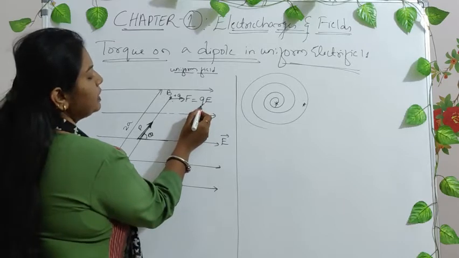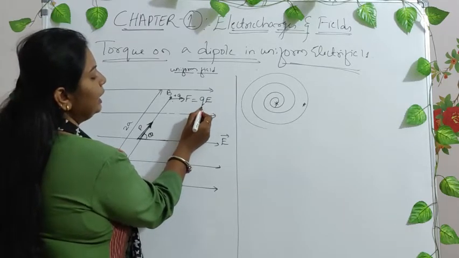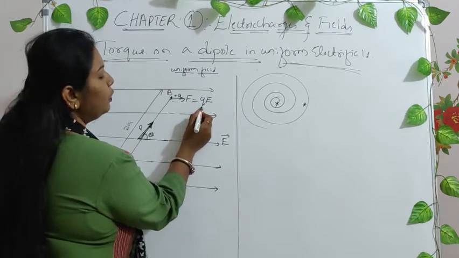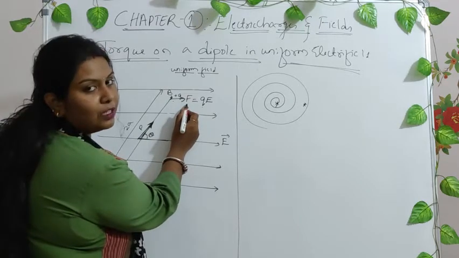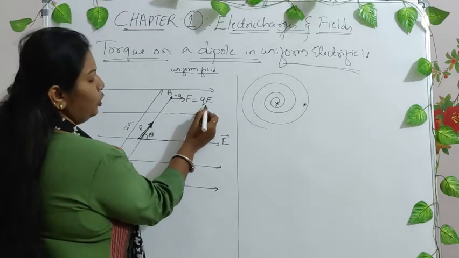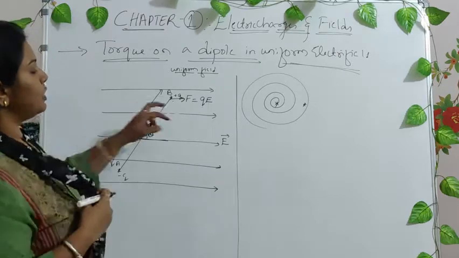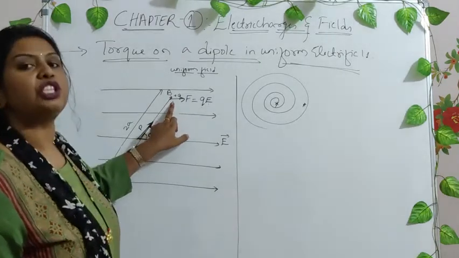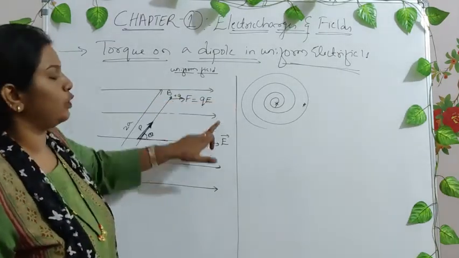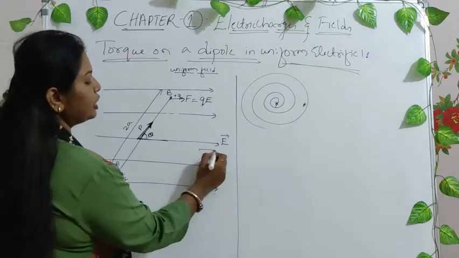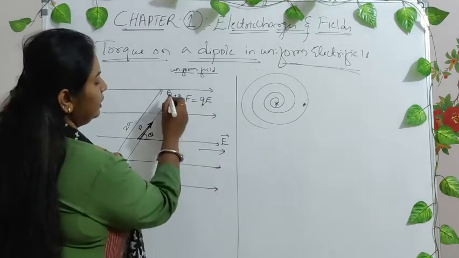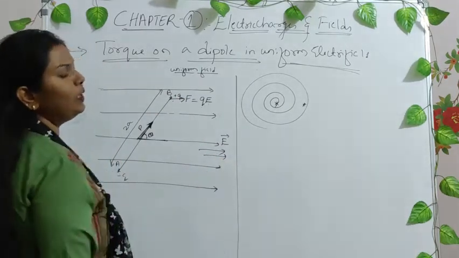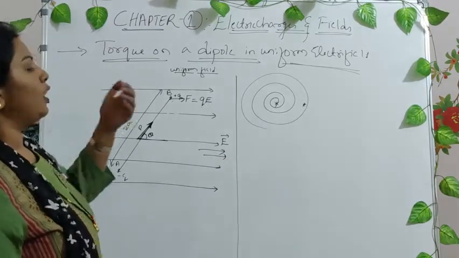The force experienced by the positive charge Q in the electric field of intensity E is F equals Q into E, and the force exerted on this positive charge will always be in the direction of the electric field. The electric field direction is this, and hence the force exerted on this positive Q is also in this direction, right?